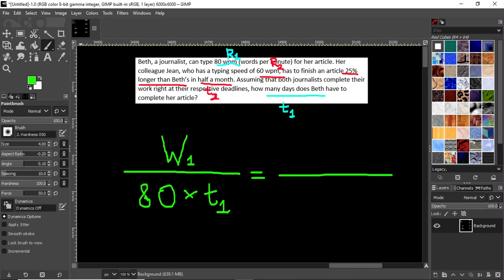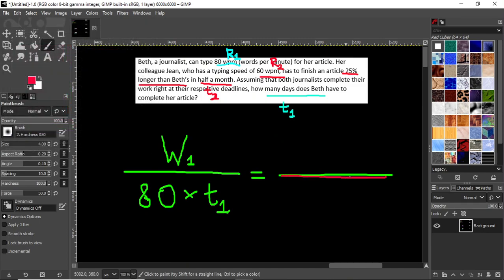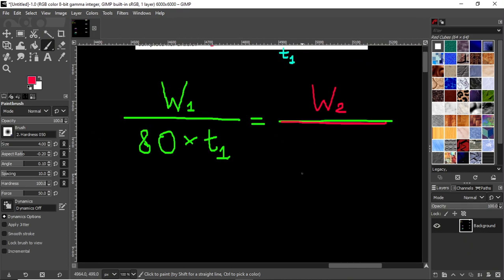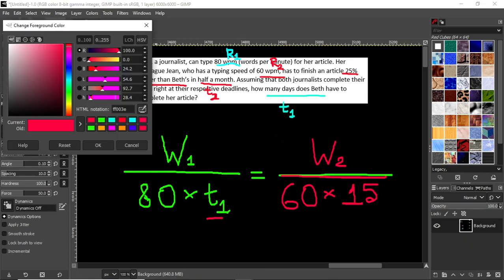equals, wait, sorry, different color. So that's W2 divided by R2, which is 60, multiplied by T2, which is half a month, and the answer that we want is in days. We could do the conversion later, but I think it would be more convenient to do it now. So half a month is 15 days. If we use days here, we're going to get the answer in days here too. That's going to be very convenient.